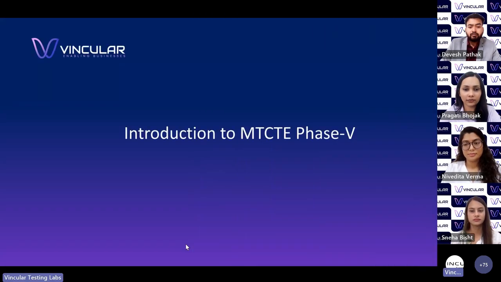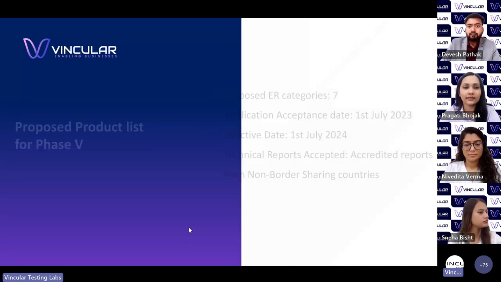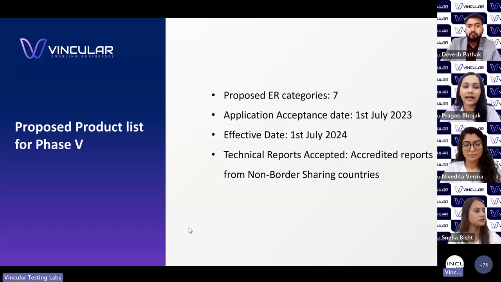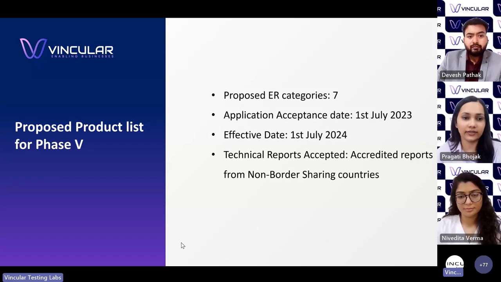Along with all these updates with respect to Phase 3 and Phase 4, TEC has also released the notification for Phase 5, and our next slide talks about the same. TEC has officially proposed the list of 7 products or ERs which will fall under Phase 5 of the MTCTE regulation.